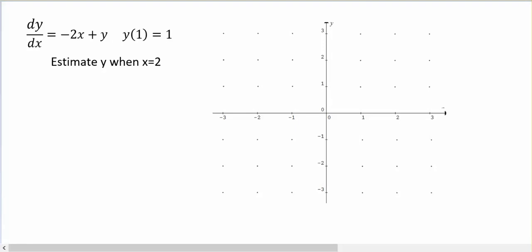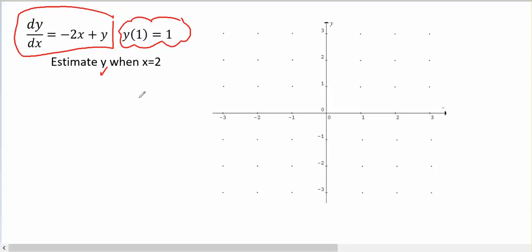Okay, so what I've got here is I've been given the derivative, dy/dx equals minus 2x plus y. So I know information about the differential equation. I know that when x equals 1, y equals 1. I want to estimate what y equals when x equals 2, but I can't solve the equation because I can't anti-differentiate this. So what I'd like to do is create a slope field.